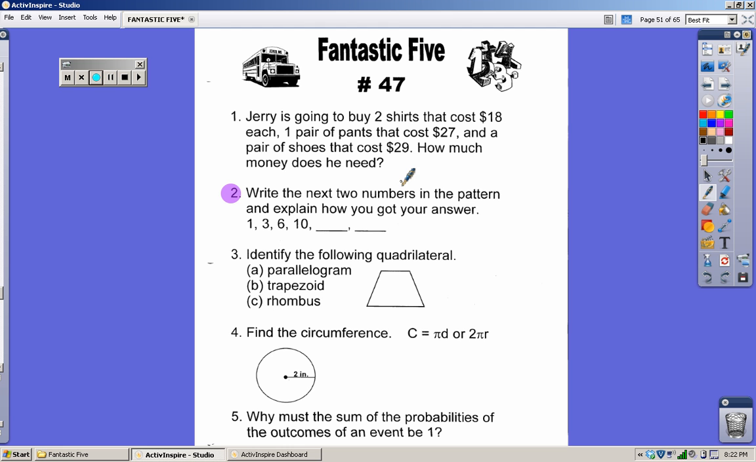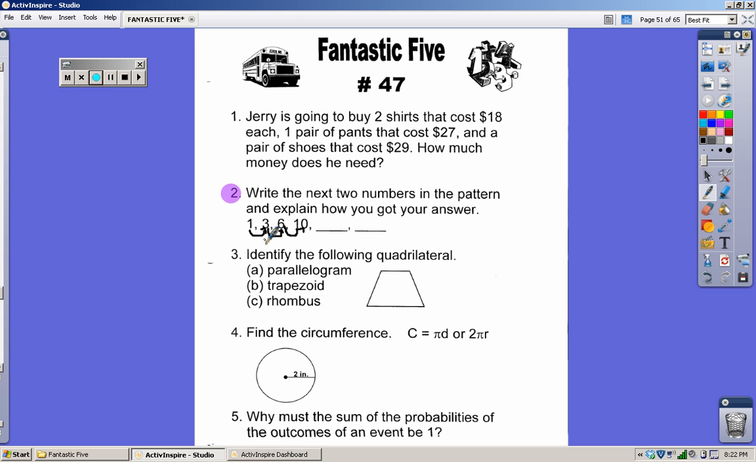For number 2 here, on 47, write the next 2 numbers in the pattern. First of all, you need to figure out what the pattern is and explain how you got it. So look at the relationship between each one, how you get from here to here, so on and so forth. Usually you need to think outside of the box, not just the normal one-step things, but 2-step things that you can get from here to there.